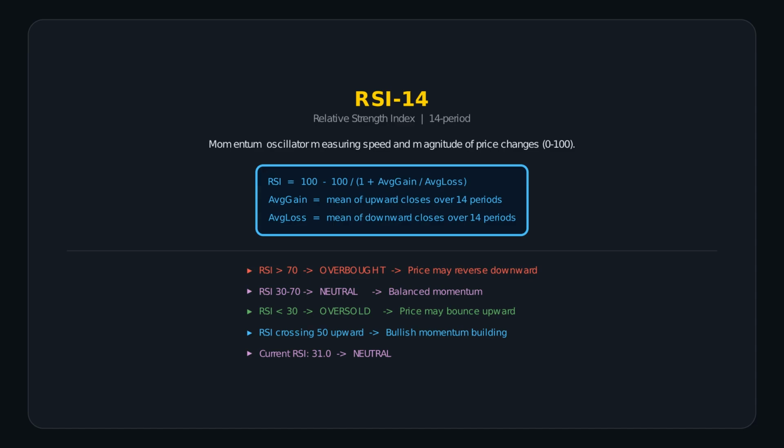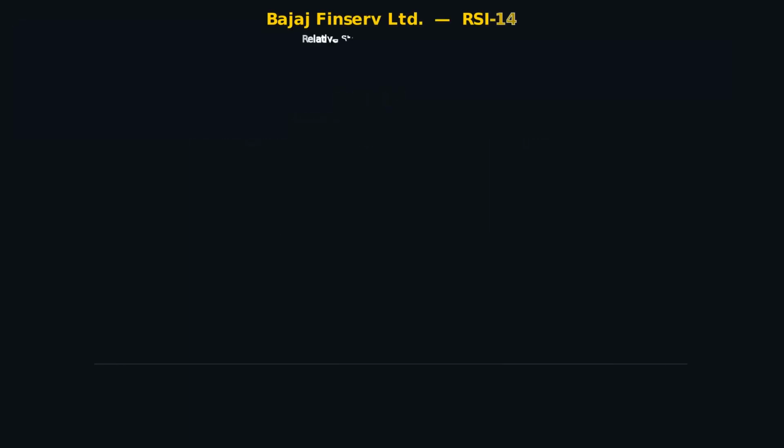A correction may come. Below 30, the stock is oversold. It has fallen too fast. A bounce may come. Between 30 and 70, neutral. The market is balanced. When RSI crosses the 50 level upward, it signals strengthening bullish momentum. Here is the RSI chart for Bajaj Finserv Ltd.